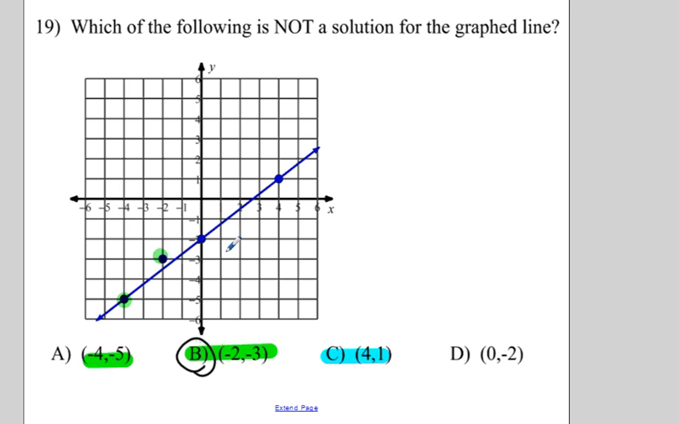But let's check 4, 1 to make sure it's on there. There it is. And let's try D. Where is D at? Yes, 0, negative 2. So A, C, and D are on the line, so those are solutions. B is not on the line, so it's not a solution.